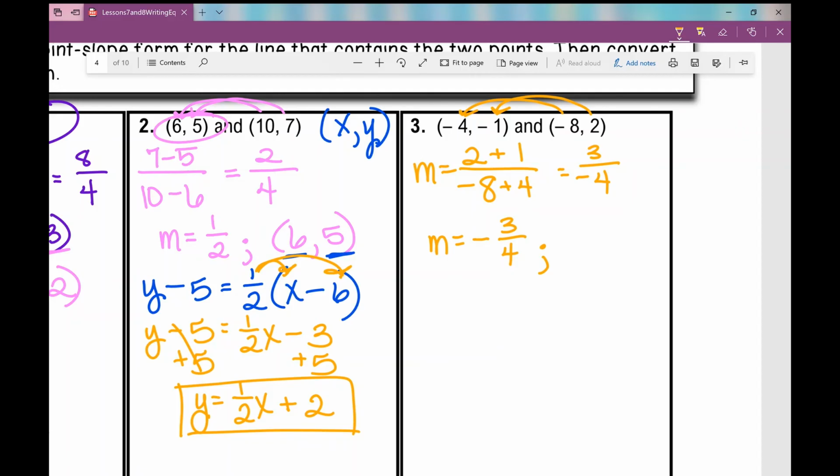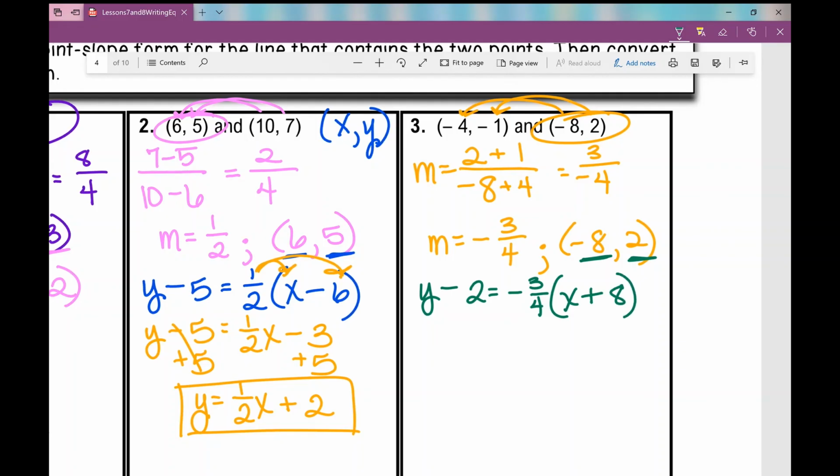Now I need to just pick a point on the line. Pick either of these points. Which point would you pick? I'm going to pick this one right here, (-8, 2). And now we're going to move on and we're going to do the same process we just did. So using that point slope form, y minus the y value equals the slope times x minus the x value. Well, watch what I do here. X minus the x value is x plus 8, because minus -8 is x plus 8.